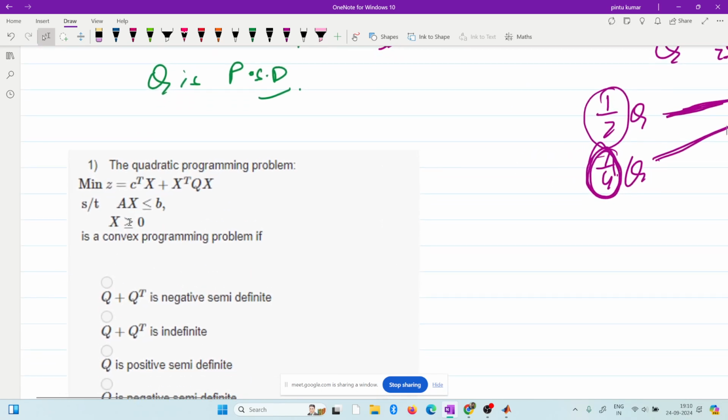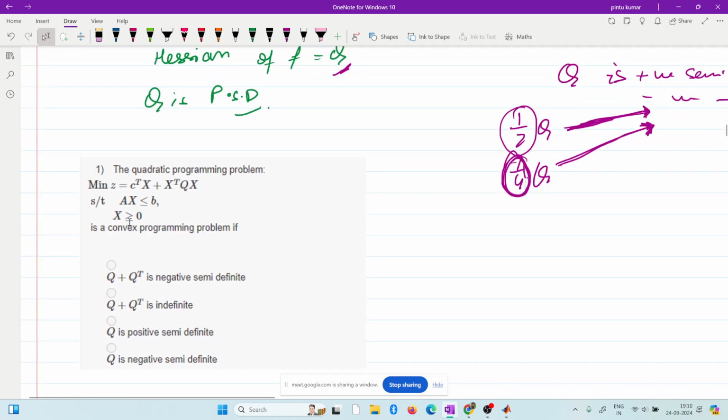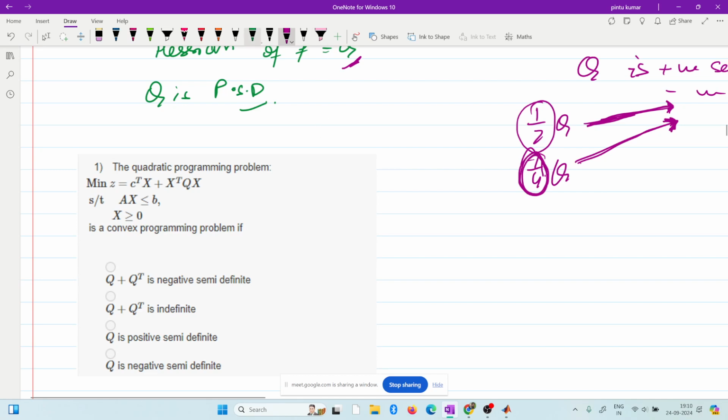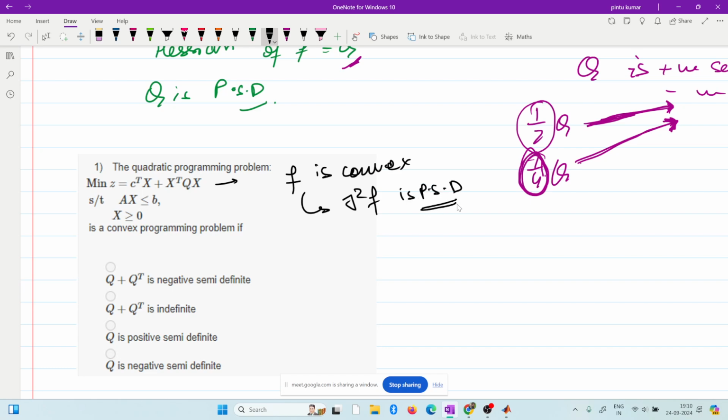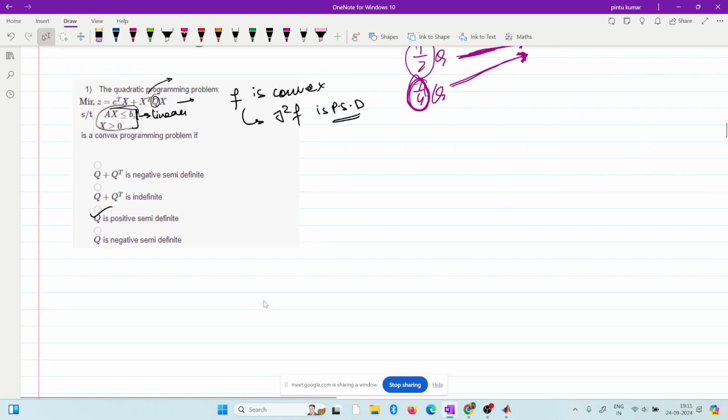Now it is asking, if you are given a quadratic problem, when can you say that it is a convex problem? In the last session, we talked about how we can say that a function f is convex. The easiest way to check was that its Hessian matrix is positive semi-definite. So if this is a quadratic programming problem and we want to check whether it is a convex programming problem or not, your constraints are linear and linear functions are always convex in nature, so you need not worry about linear constraints. And as I said, in a quadratic programming problem, your Q is the Hessian for the complete function. So if Q is positive semi-definite, you are done.